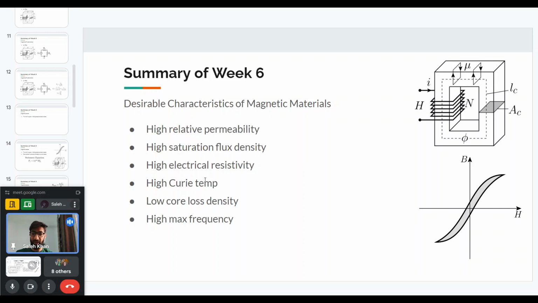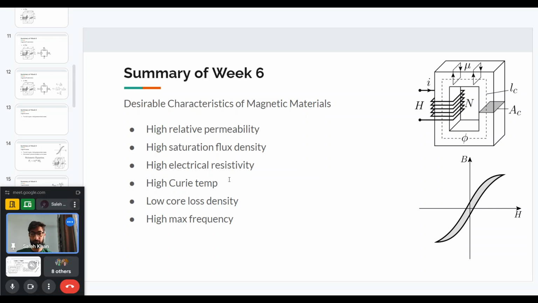Next, we have high Curie temperature, which basically means that at a certain temperature, the magnetic material stops behaving like a magnetic material, so its permeability will reduce. And that temperature depends on the material itself. So we want a very high Curie temperature so that even if there are losses and the temperature of the core increases, it should not go near the Curie temperature, otherwise we'll lose the magnetic properties.